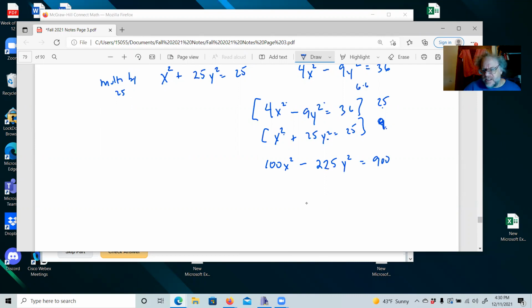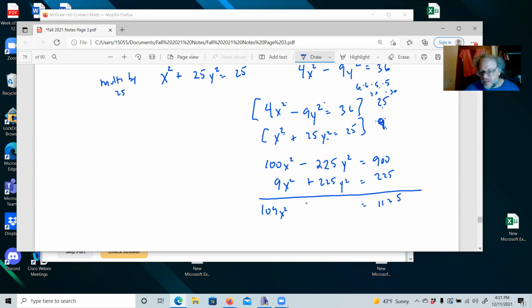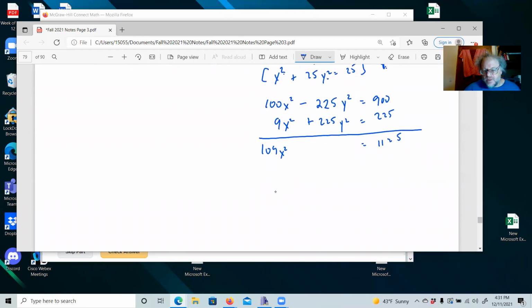Right, because this is 6 times 6 times 5 times 5, so this is 30 times 30, which would give me 900. Okay, so here we're going to have 9x squared. This is going to be 25 times 9, that's going to be positive 225y squared, and it is going to be 225 over here. When we add them, we get 109x squared is equal to, what is this going to be, 1125? So we're going to have x squared is equal to 1125 divided by 109.